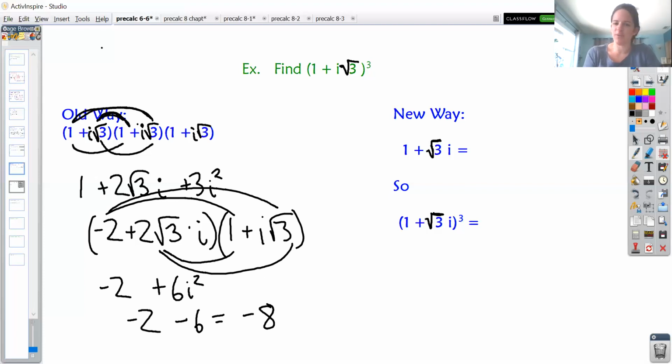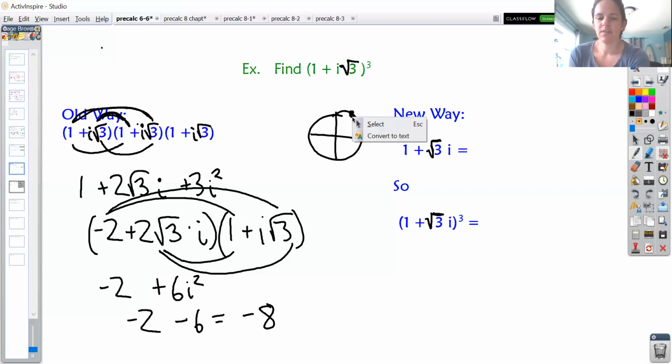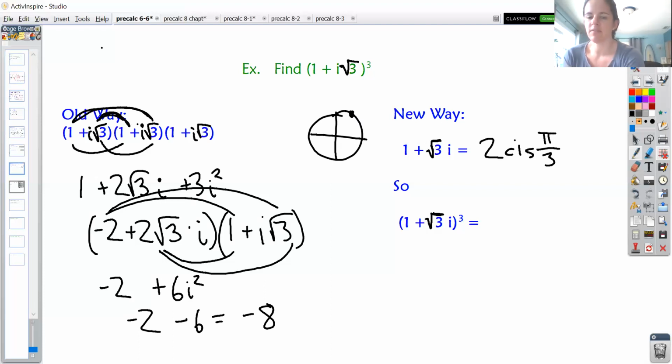Okay, but here's the new way to do it. The new way says, let's write this number in trig form. If we write 1 plus root 3i in trig form, you'll notice that that's a scalar multiple, 2, of the point that's on your unit circle at pi thirds. So this is actually a radius of 2 and an angle of pi thirds. You're welcome to use the formulas if you don't see that off the top of your head right away, but I just wanted to show you that converting is not that big a deal if it's on the unit circle.